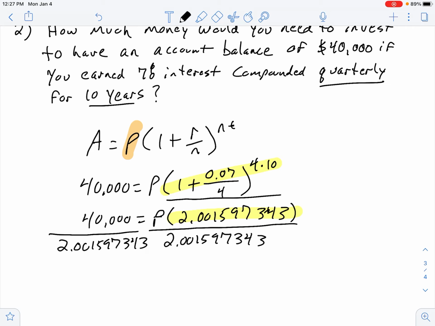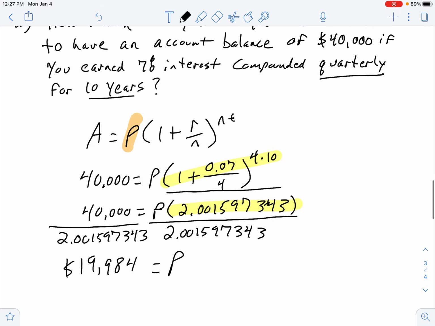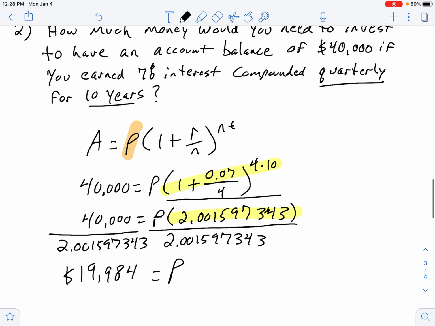It's a lot of numbers, right? Now I'm going to go ahead and just round this to the nearest dollar. I didn't put that in the question, but I'm going to round it to the nearest dollar. So when you do that, you get P is equal to $19,984. And again, does that make sense?